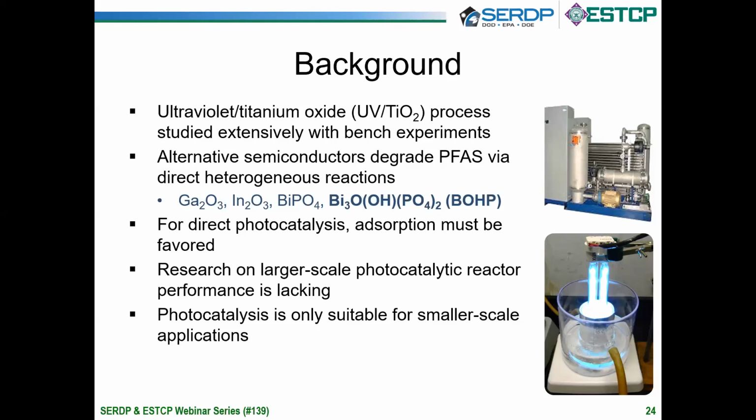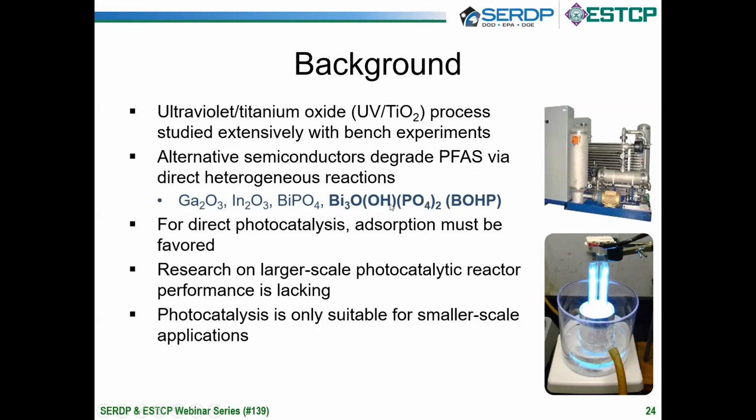So first of all, you may be familiar with the ultraviolet TiO2 process. Titanium dioxide is the most commonly mentioned semiconductor photocatalyst. However, it doesn't work for PFAS destruction because it mainly generates hydroxyl radicals, which are not effective for reacting with PFAS. There are alternative semiconductors that have been used to degrade PFAS, and I've listed some here. We're mainly focusing on this one, the bismuth oxyhydroxyphosphate, or BOHP.